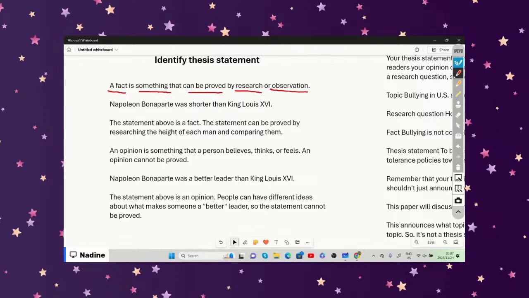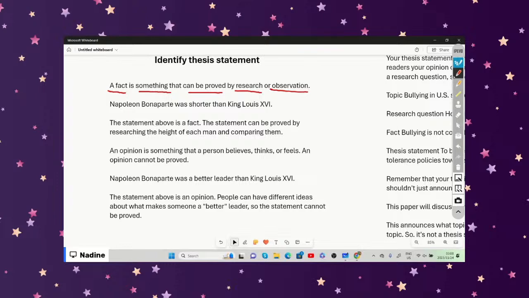So it's an ongoing thing. For example, Napoleon Bonaparte was shorter than King Louis the 16th, right? So that is basically a fact. And the reason why it's a fact is because if you go and research Napoleon Bonaparte and King Louis, and you type in that whole fact, it will pop up on the internet.